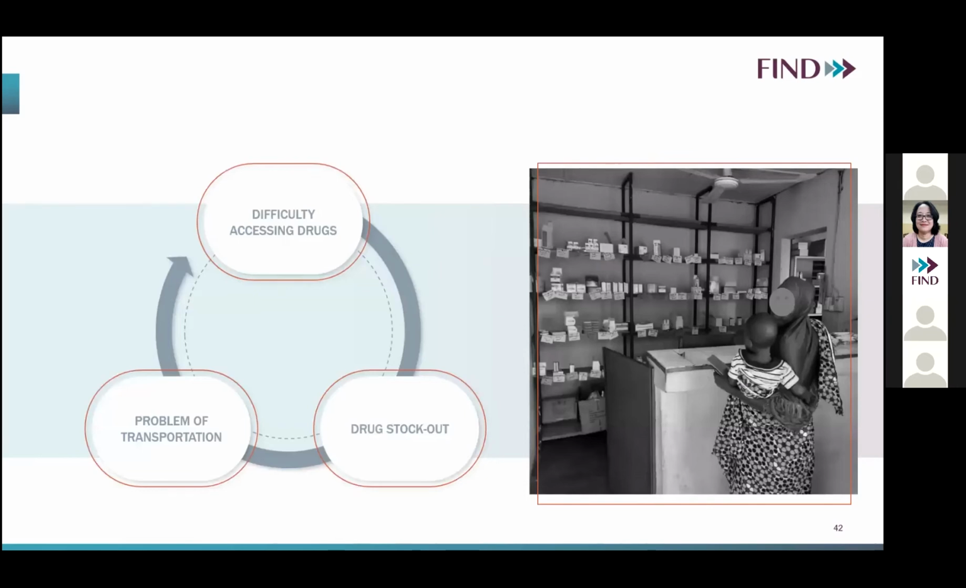Some other factors that can influence adherence are the difficulty of accessing drugs, drug stock-outs, and also the problem of transportation. The third one is that when there are no medications at the health facility, participants need to go to another place to procure the medication. And this could also be a problem for adherence when they have no money to travel to another place to pay for the medication.